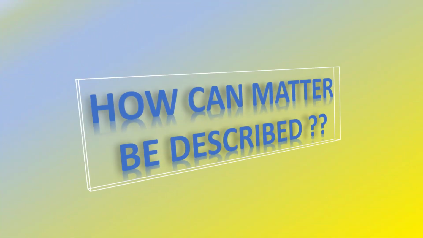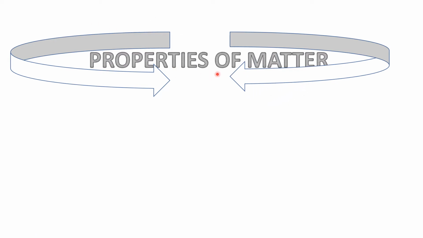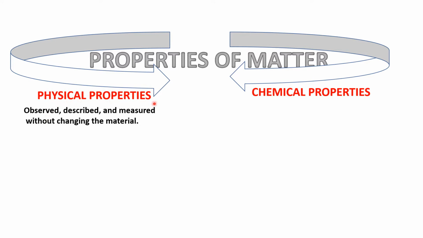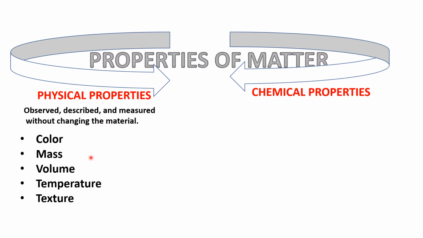How can matter be described? Properties of matter: physical properties and chemical properties. Physical properties are observed, described, and measured without changing the material. For example, color, mass, volume, temperature, and texture. But chemical properties form a new substance with different properties.